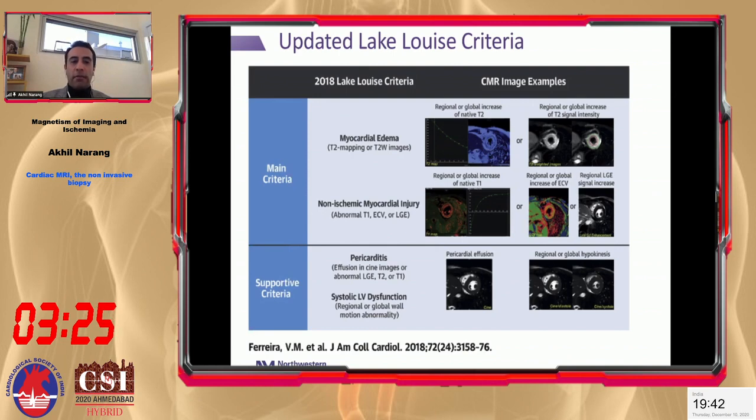And you can see here the main criteria for the diagnosis of myocarditis in patients with suspected myocarditis is MRI imaging. Of course, we'll check troponins, BNPs, and inflammatory markers, but what we will look at is the evidence of myocardial edema with T2 mapping or T2-weighted sequences here. And then we will also look for non-ischemic myocardial injury, so either abnormal T1 times, extracellular volume, or the presence of late gadolinium enhancement in a pattern that's suggestive for this. And then we can have some supporting criteria as well, either pericardial inflammation or systolic LV dysfunction. So our patient had myocardial edema, a non-ischemic myocardial injury, and systolic dysfunction, so we diagnosed him with myocarditis.